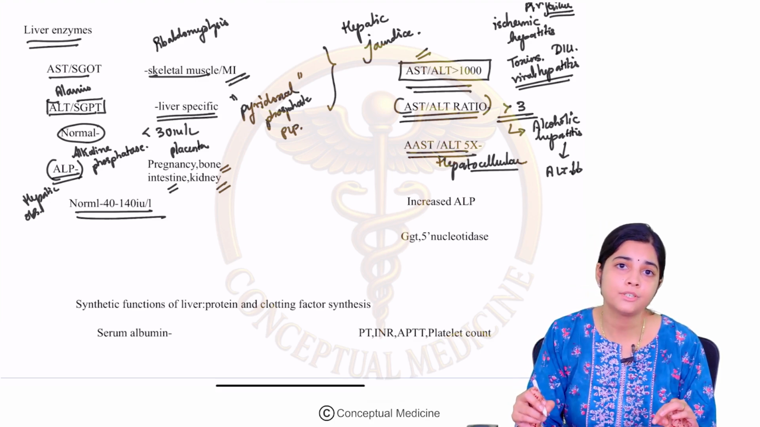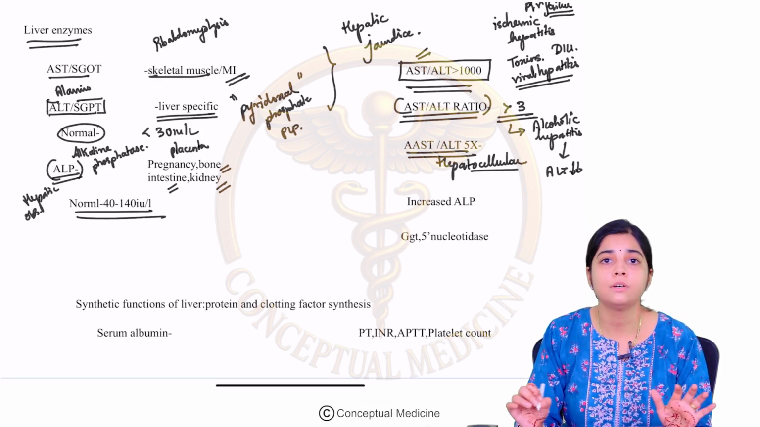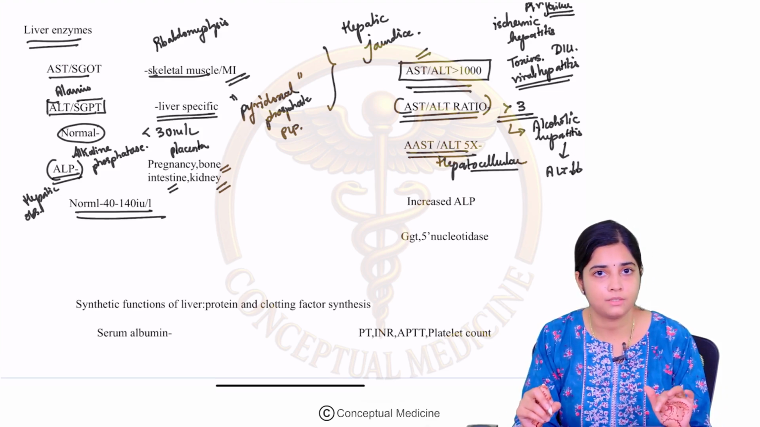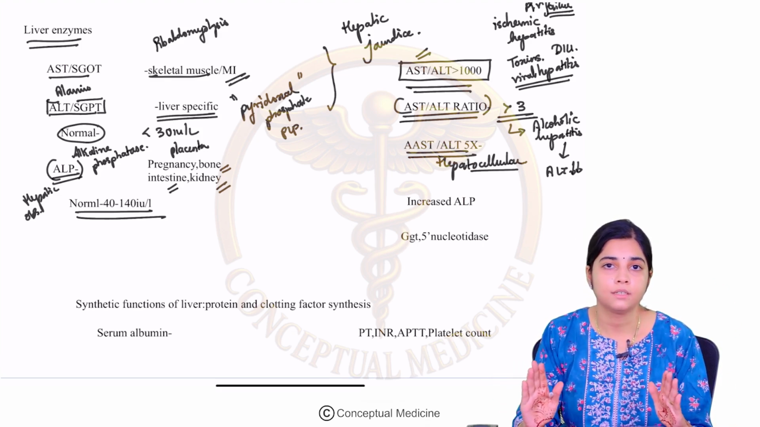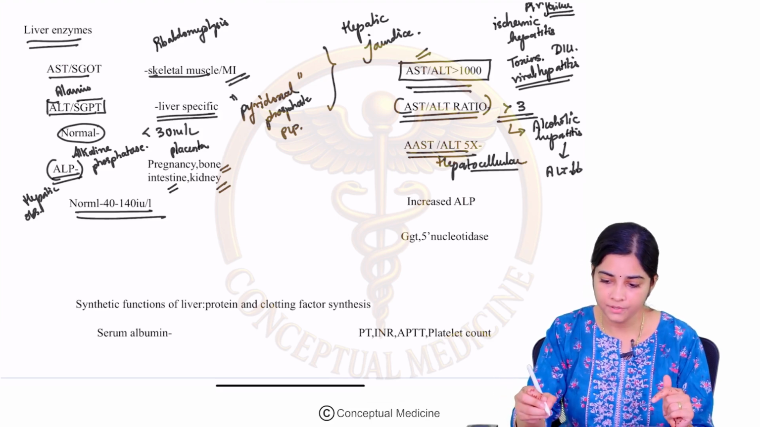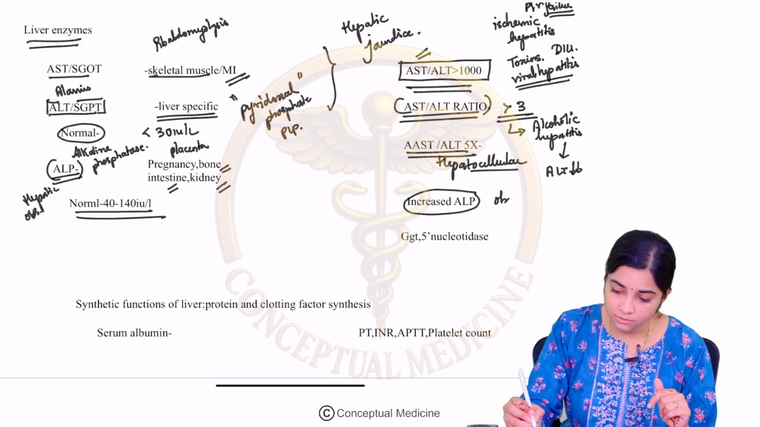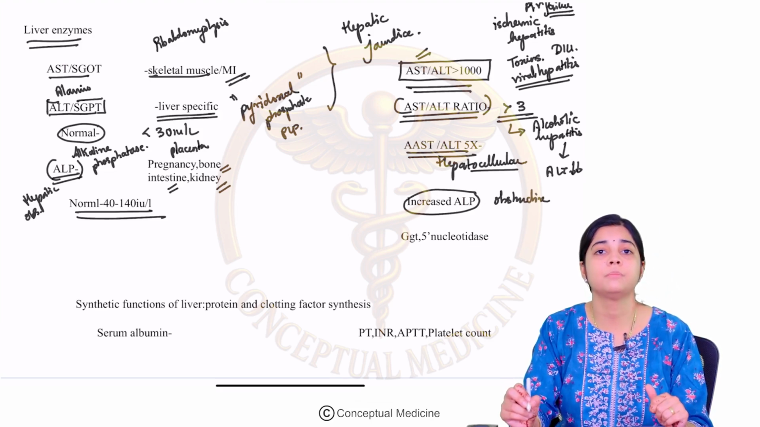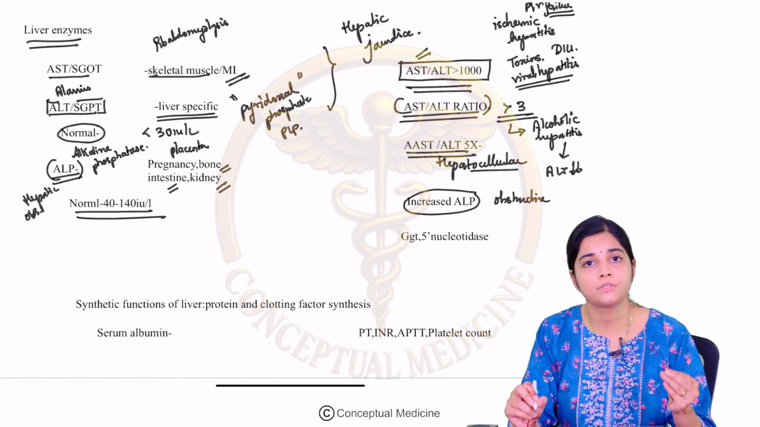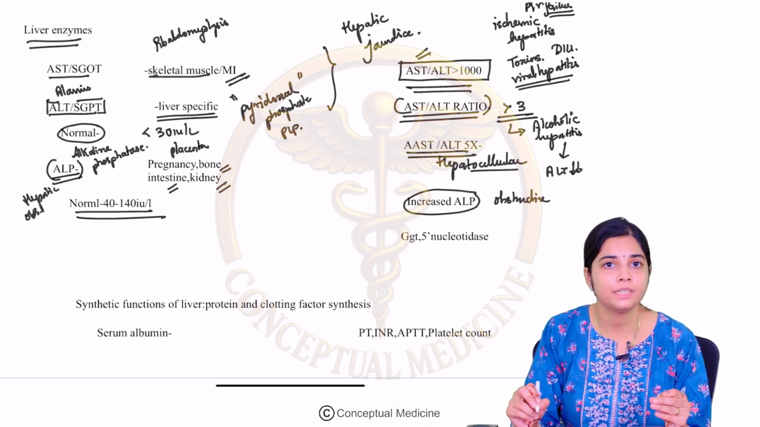So ALP elevation in isolation need not always mean liver disease, or it need not always mean obstructive jaundice. You have to look at the entire liver function test to understand with clarity. Okay. So what are the conditions where you get increased ALP? Any obstructive jaundice, any damage to the biliary tract. For example, biliary stones, gallbladder stones or cholangitis, you can get elevated ALP.